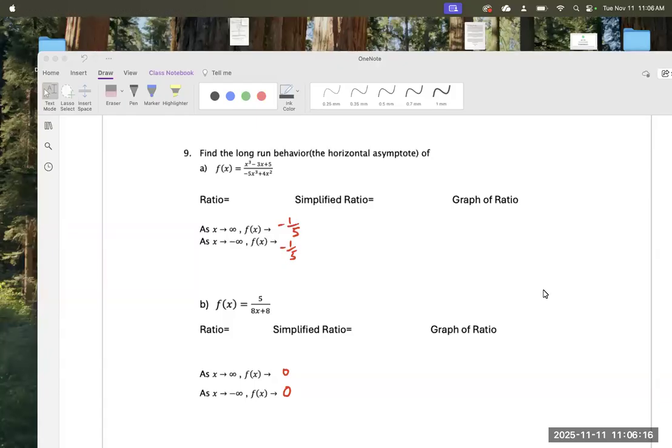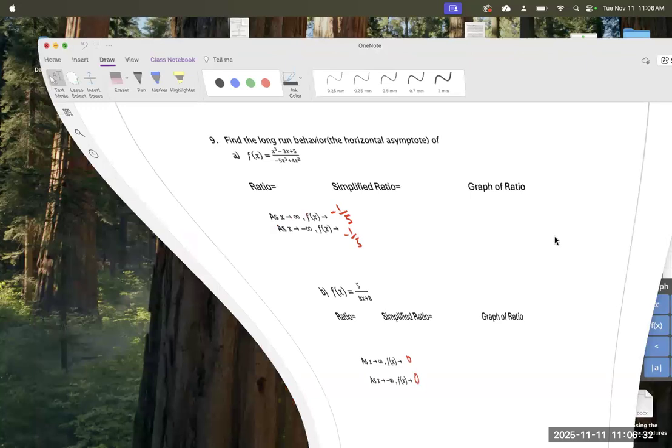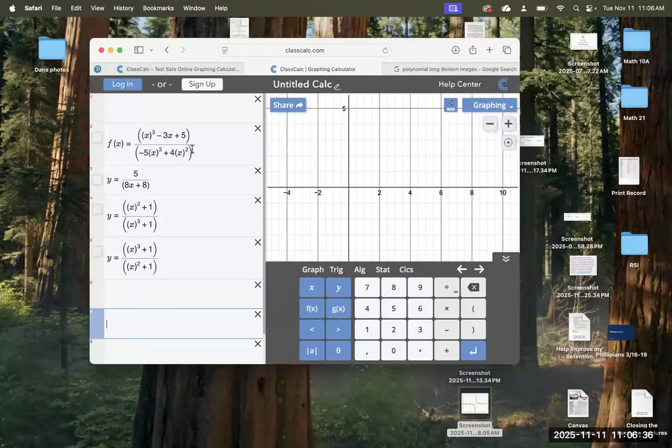Find the long run behavior of this function. I want to let you know that you can just graph the function to find the long run behavior. So I've graphed it for you. Here is the equation. If you are going to graph it, make sure to put the numerator in parentheses and the denominator in parentheses. I've graphed it here, and that's what we get.